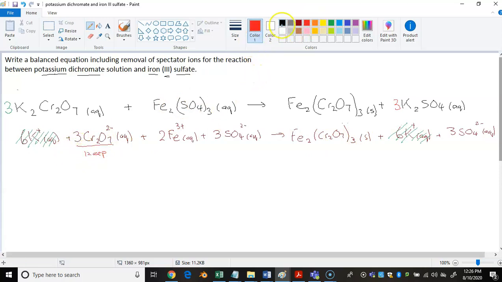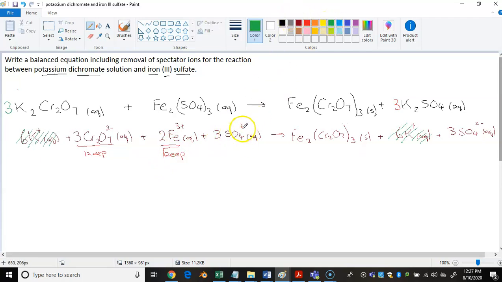All right, let's move on to the next one. Now, the next one is Fe3+. I've got 2 Fe3+ in aqueous state over here. I don't have any Fe3+ in aqueous state over here. The iron is combined with the dichromate, just like the dichromate was. It's changed from aqueous to solid, so this one also we are going to be keeping. And then finally, we have a look at the sulfate.